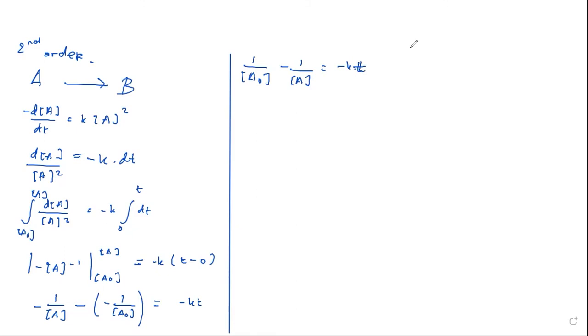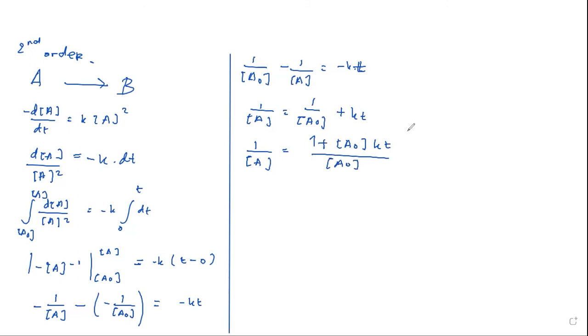Okay, 1 over concentration of A equals, I will move the negative kt to the left hand side, so positive kt. 1 over concentration of A equals 1 plus concentration of A0 kt over concentration of A0, or concentration of A equals concentration of A0 over 1 plus A0 kt, like this. Now let's make the graph.